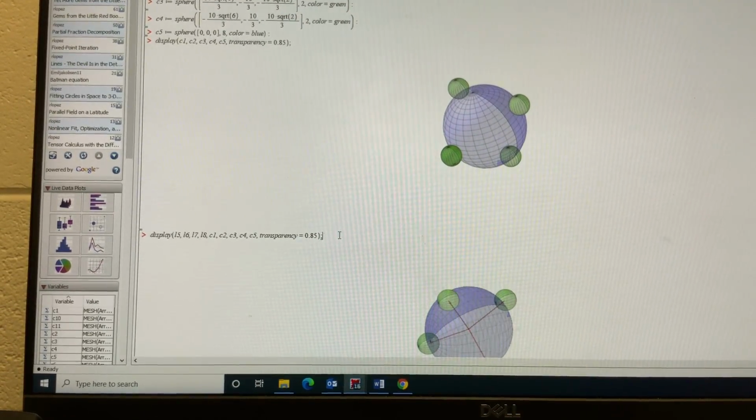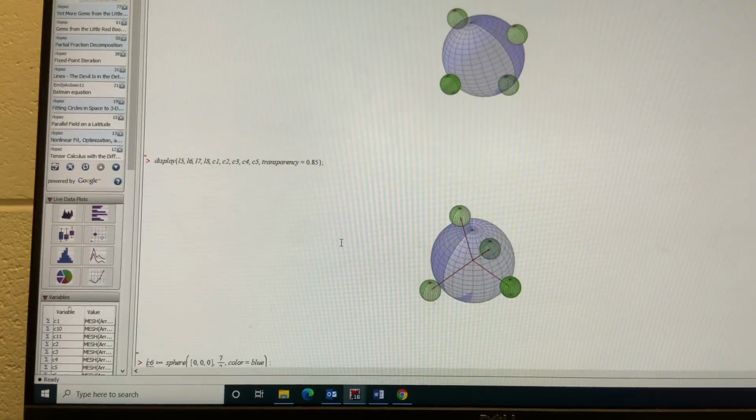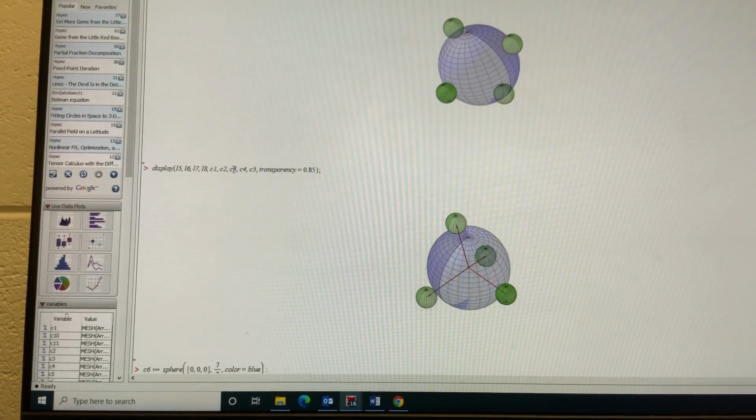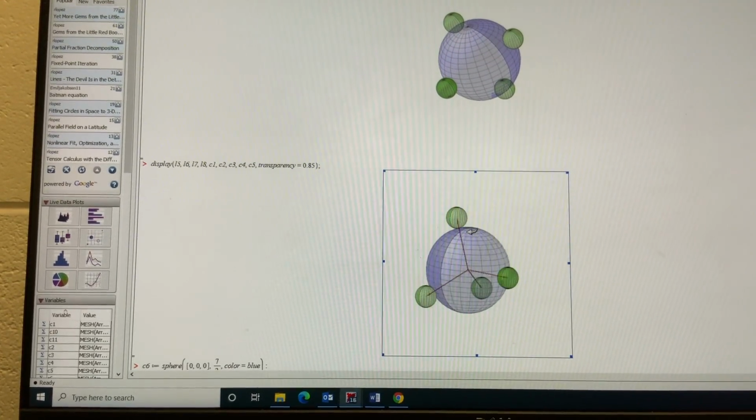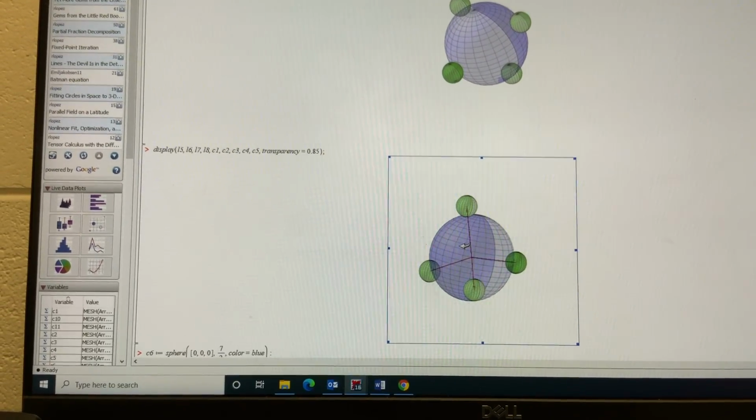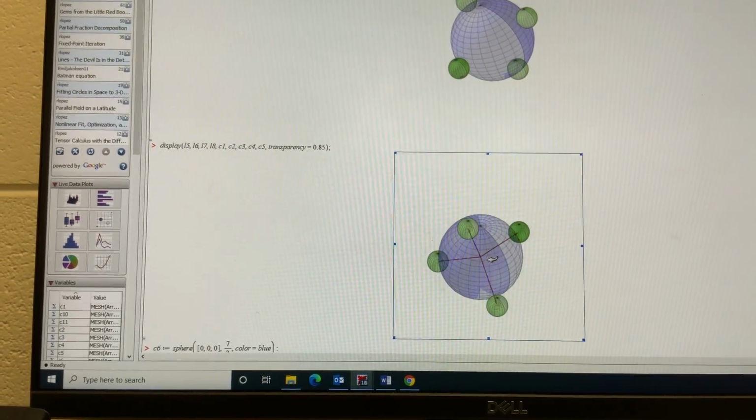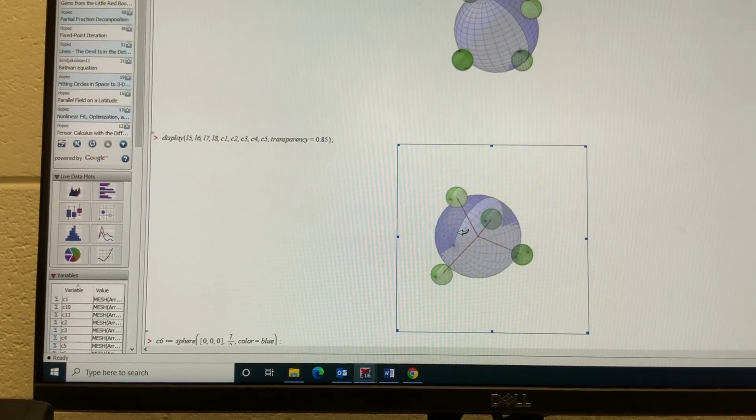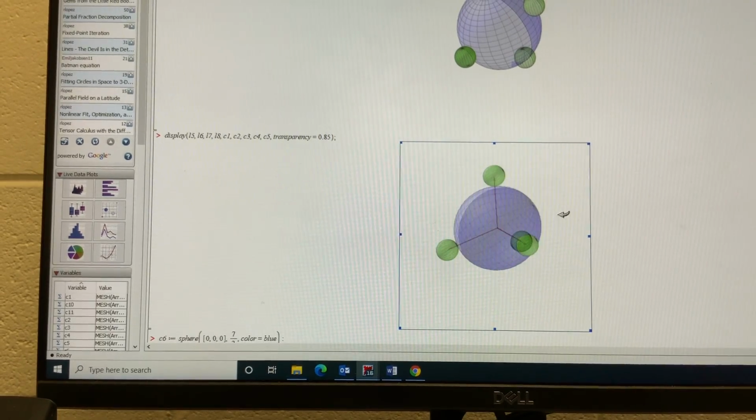Well, hold on a second. We'll get back to that in a moment. If I display all of those vectors and the 5 spheres, I can see now the 5 spheres and the 4 vectors are overlaid on one another, and I can rotate around and see the carbon and the hydrogens as I rotate around.